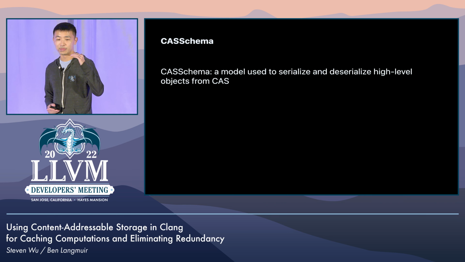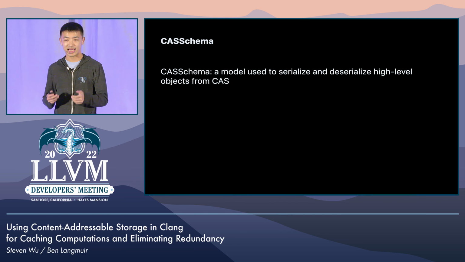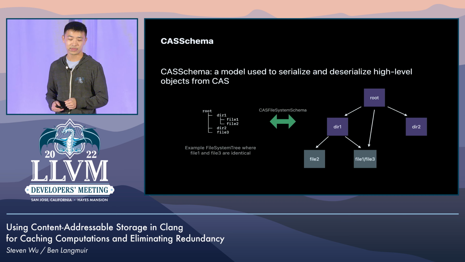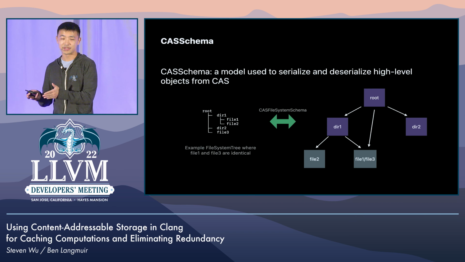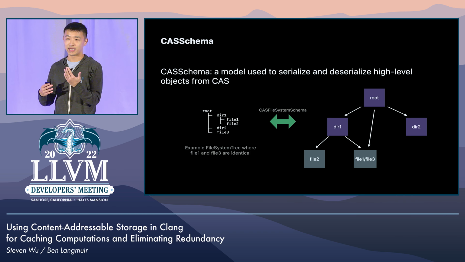One abstraction level above the CAS object is what we call CAS schema. You can think of that as a model we use to serialize and deserialize high-level objects from CAS. Here's a simple example. On the left, there's a file system tree where there are some directories and files, and some files share the same content.